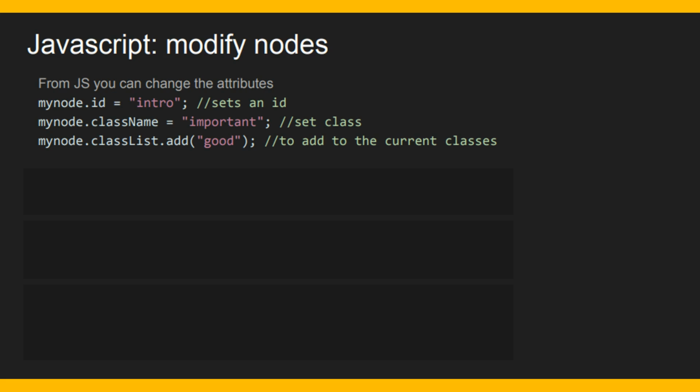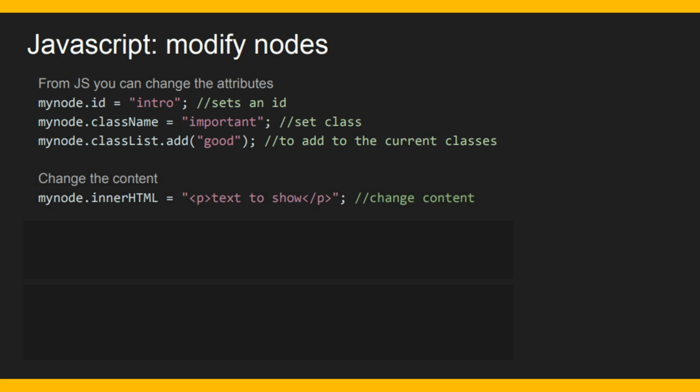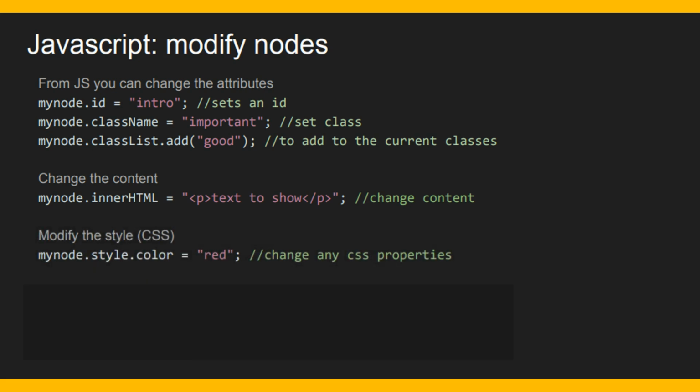We're going to practice them. Now, can we change the content? Yes: myNode.innerHTML = "p text to show". Now you've changed the content that was previously in that paragraph. Modify the style. We talked about this. We can also modify our CSS styles. myNode.style.color = "red".